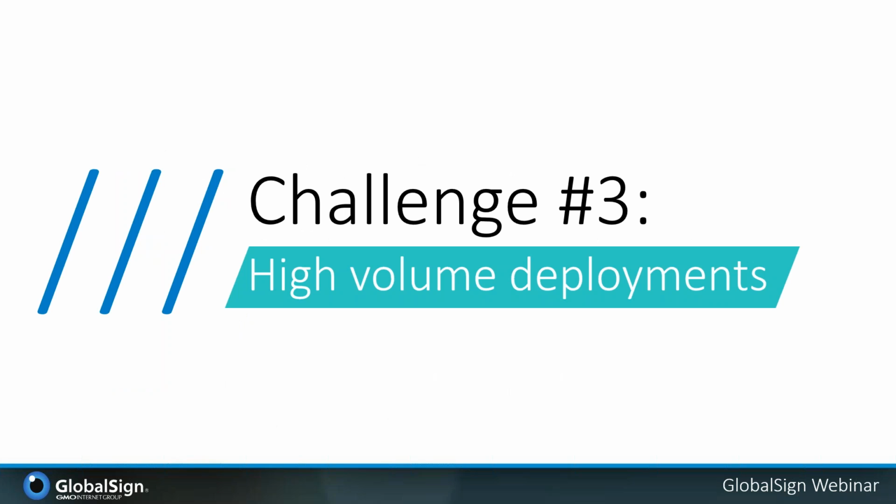Yeah, it definitely helps, obviously, looking at the email security piece, knowing that really it should be a best practice to digitally sign those emails. And so looking at the next challenge, and the final challenge we're going to take a look at today, is really around the concept of a high volume deployment.